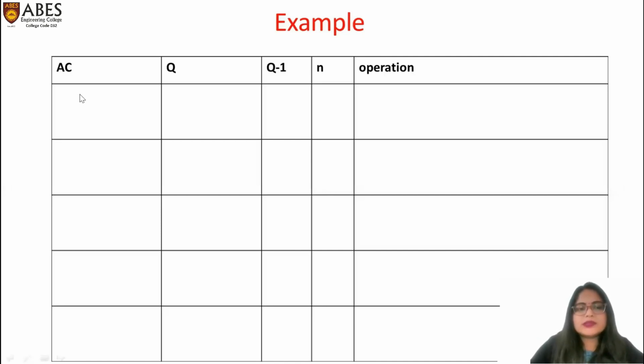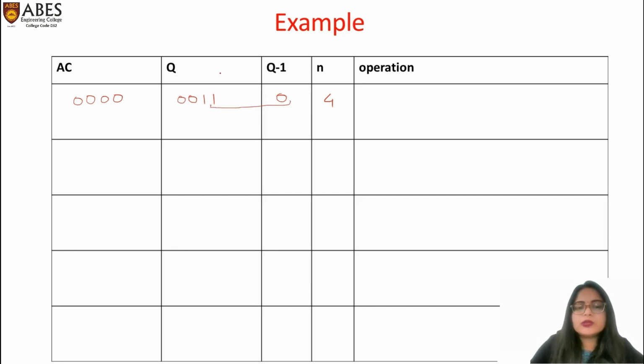Now let us take the example. We need to initialize the accumulator with the number of bits in the multiplicand, so 0 0 0 0. Q will be 3, so the binary equivalent is 0 0 1 1. Q minus 1 will be initialized with 0. N will be 4, that means the number of bits in the multiplicand, which will be equal to n. Now what operation is to be performed?